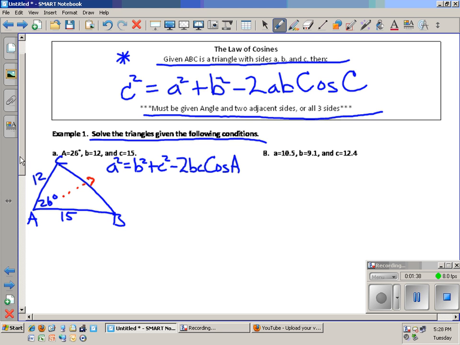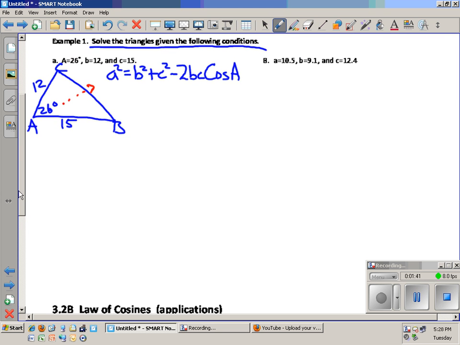Well, you choose whatever formula you want. It doesn't really matter what A, B, and C are. You just have to be able to decide which side you're solving for, then choose the appropriate one. There's lots of different ways to write this formula. So I just plug the pieces in. A squared is equal to B squared, so 12 squared is 144, plus 15 squared is 225, minus 2 times 12 times 15 times the cosine of 26.